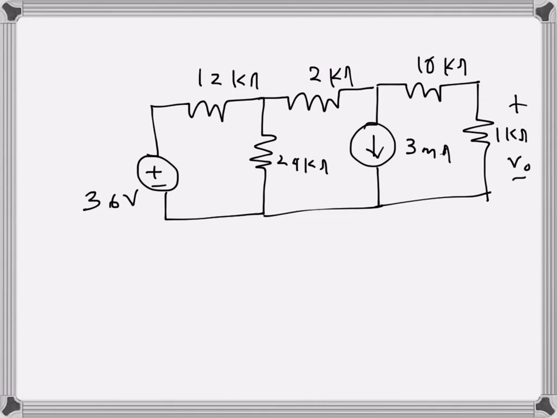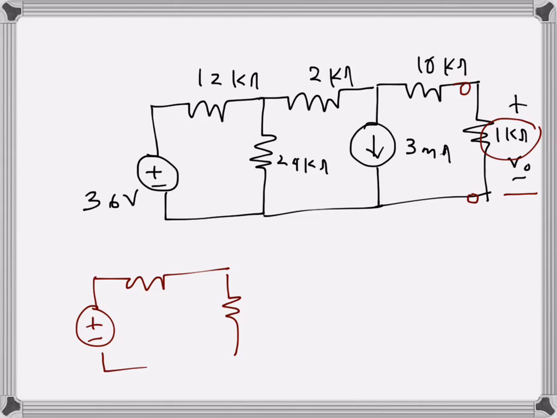I want to find the voltage drop V0 across the 1 kilo ohms resistance, and I will use Norton's equivalent circuit in order to do that. So what I will do is first disconnect this 1 kilo ohms from the original circuit, and replace it with a short circuit to find Norton's current first, and then I will find Norton's resistance.